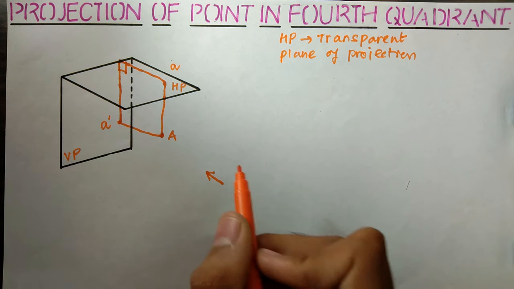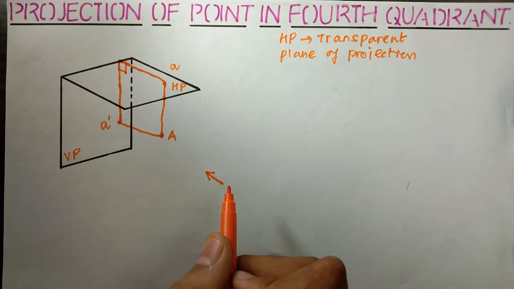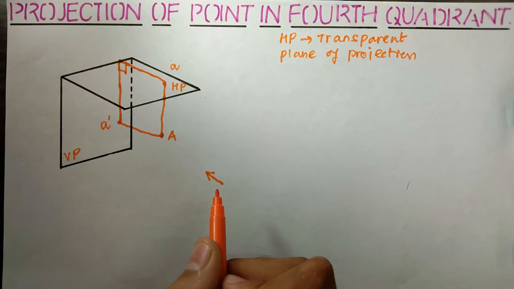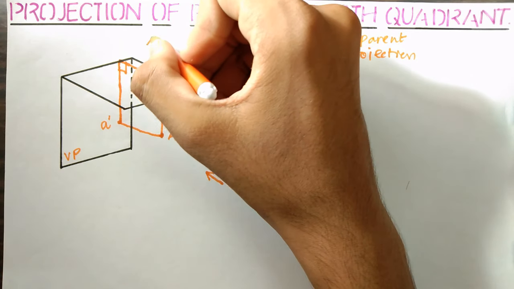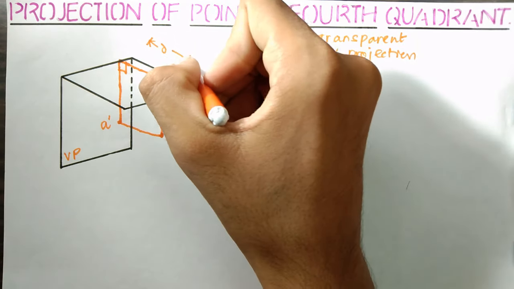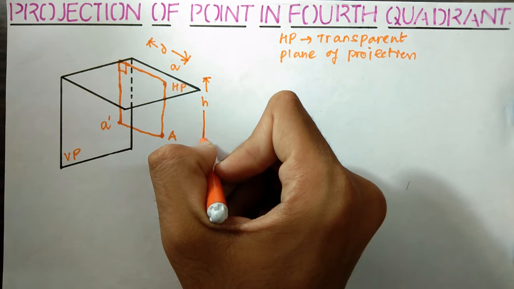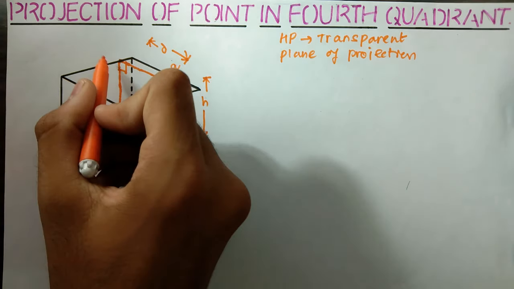Now, any distance from the horizontal plane is referred to as h, and any distance from the vertical plane is referred to as d. Hence, this distance is referred to as d. Moreover, this distance is also referred to as h, or else this distance.